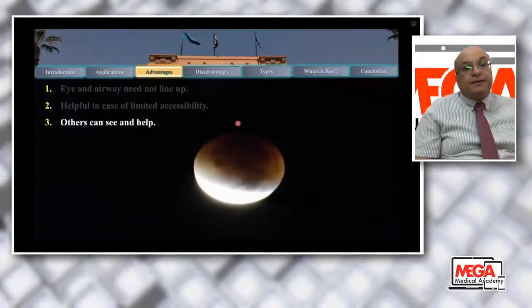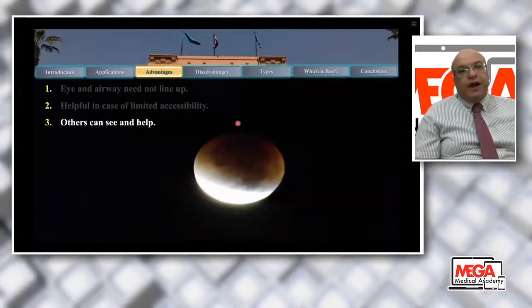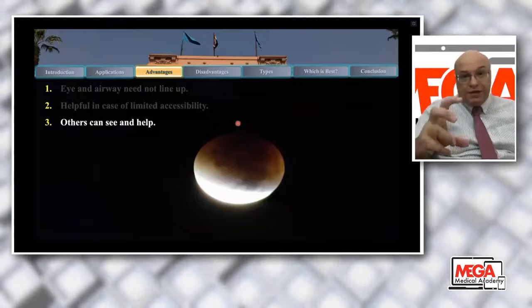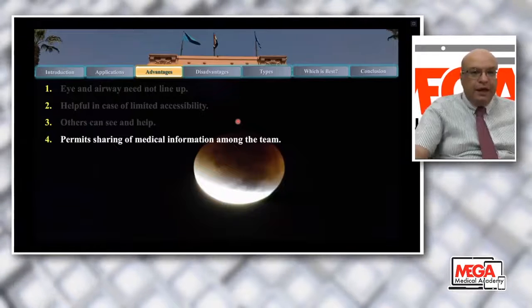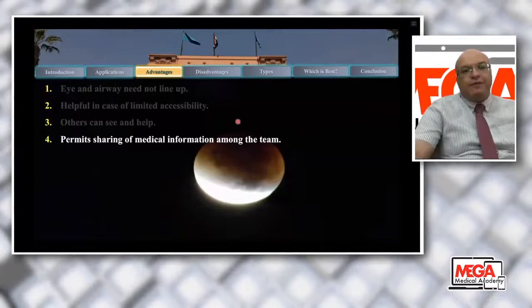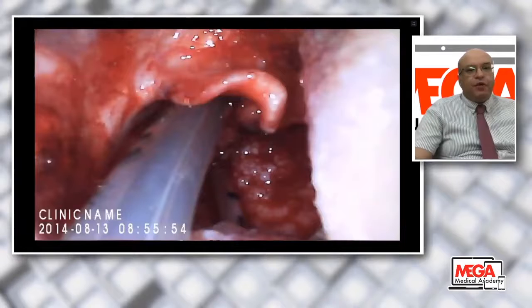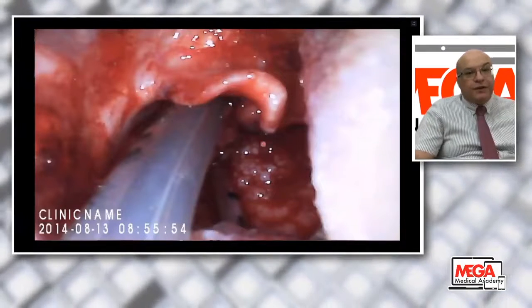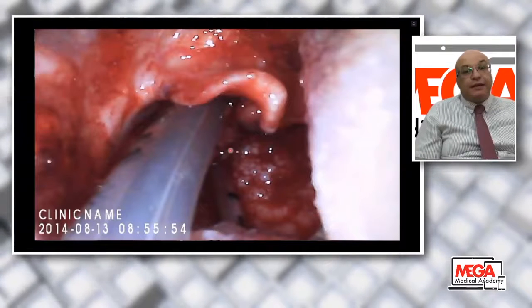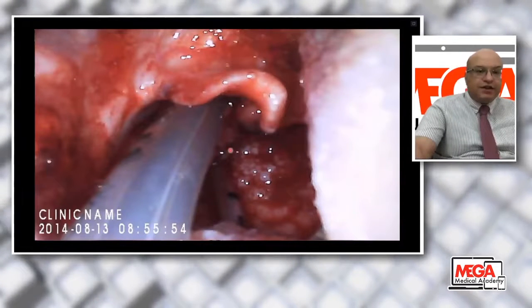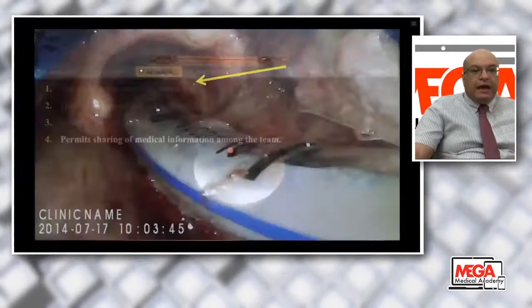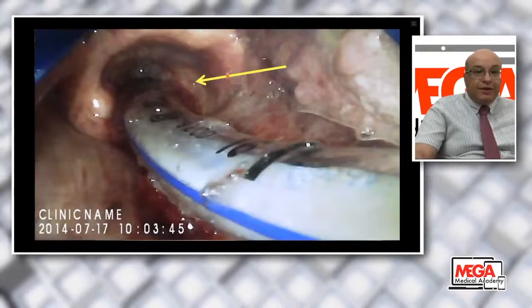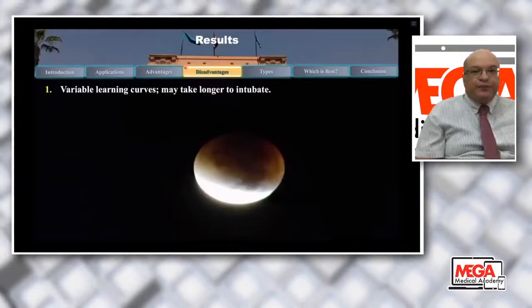Also, among other benefits, others can see and help you. If you have a difficulty, you need some advice from others. They are sharing the image on the remote screen and can help. It also permits sharing of medical information among the team during intubation. You might find, like we found here, some papillomatosis, and you call the ENT surgeon to take a decision and change the surgery for the patient. And the same if you have a tracheal web discovered during intubation with the glidoscope, as you can see here.